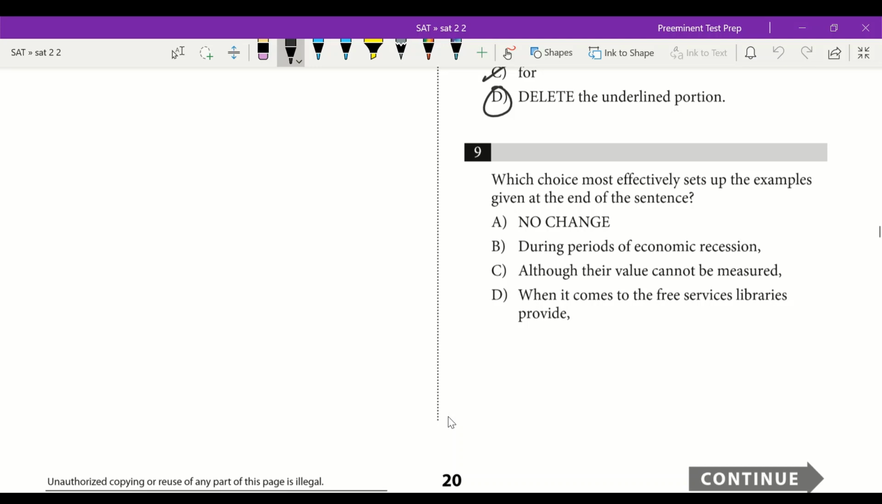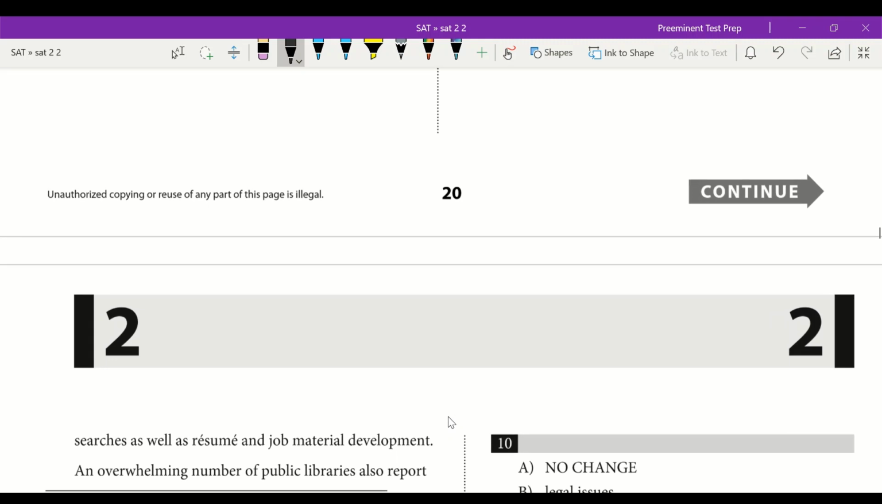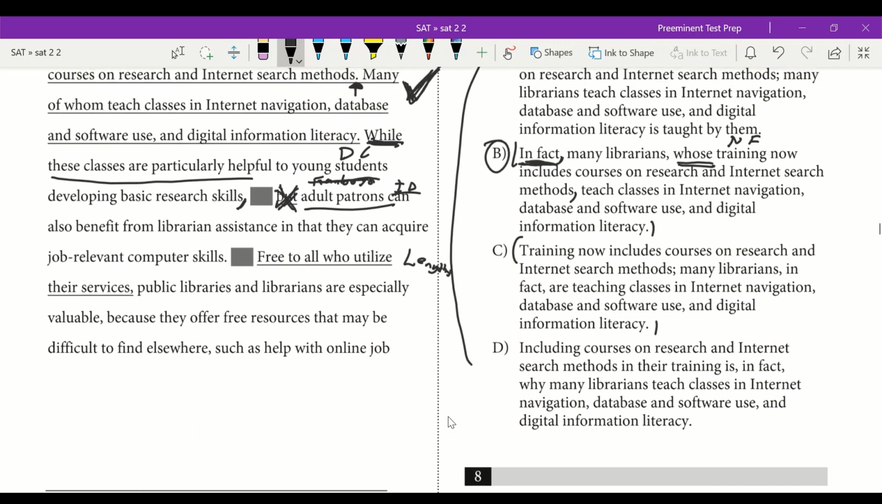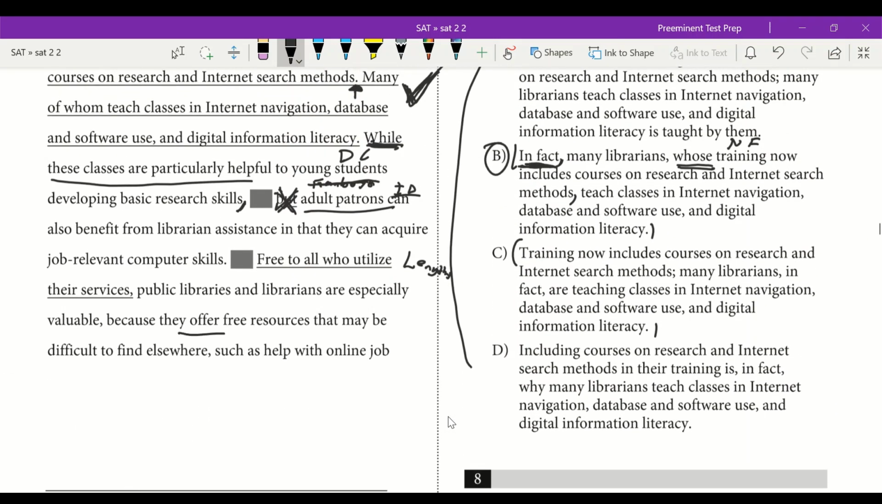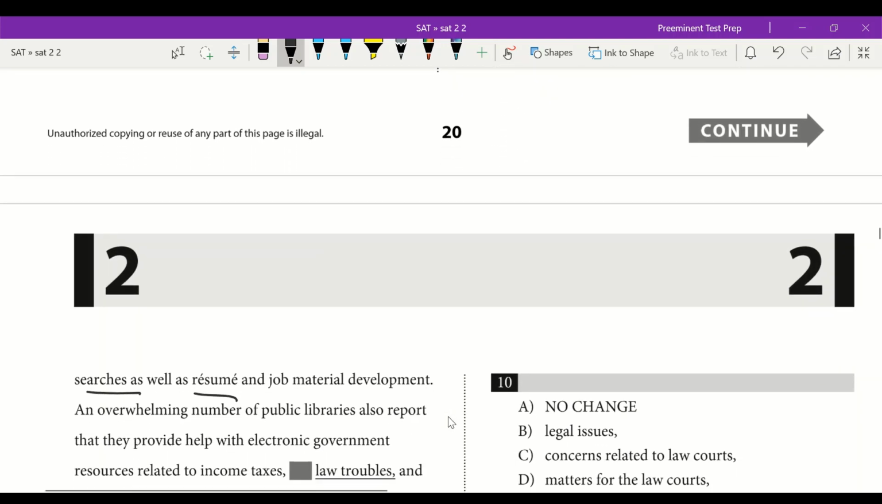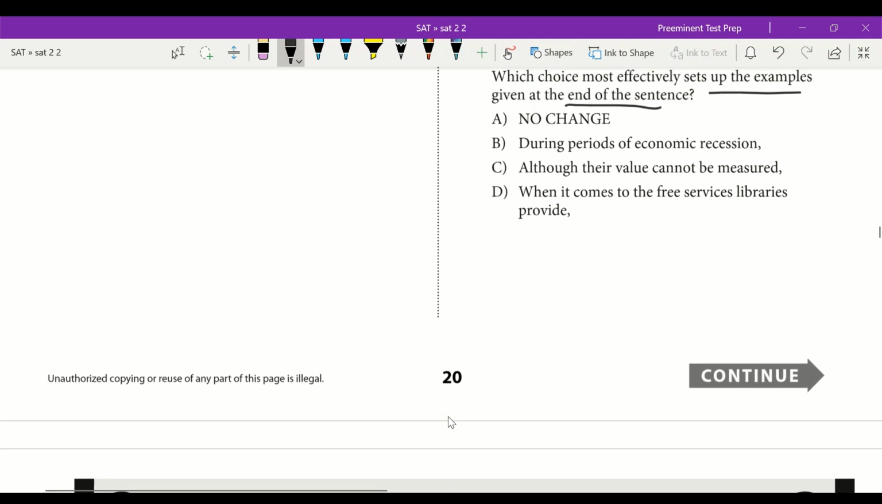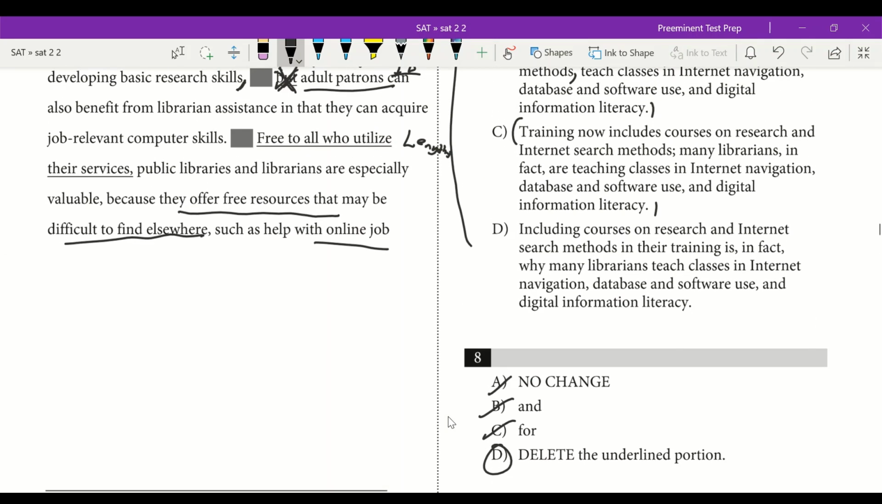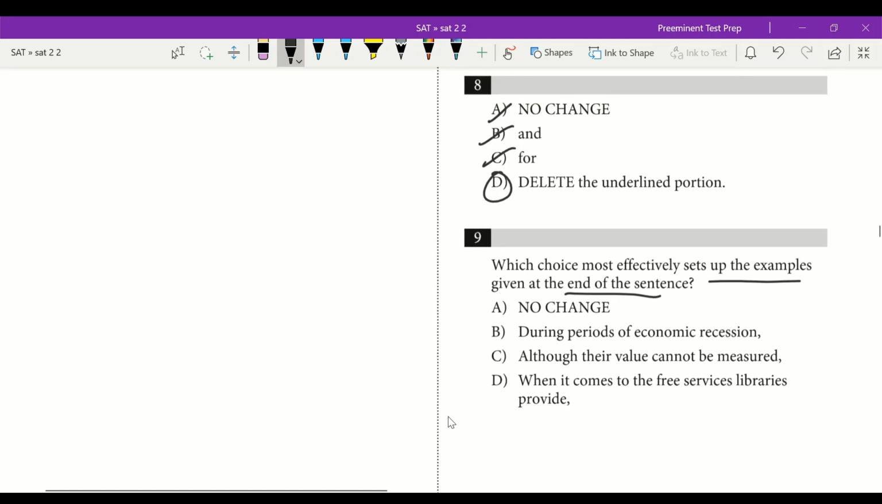We're asked which choice most effectively sets up the examples given at the end of the sentence. All right, well, what are our examples? Let's see. So we've got they're offering free resources that are difficult to find elsewhere. They're giving help with online job searches, resume, and job material development. All right, so "free to all who utilize their services," that's not really setting up our examples, is it? So let's go ahead and look for something that's better setting it up.